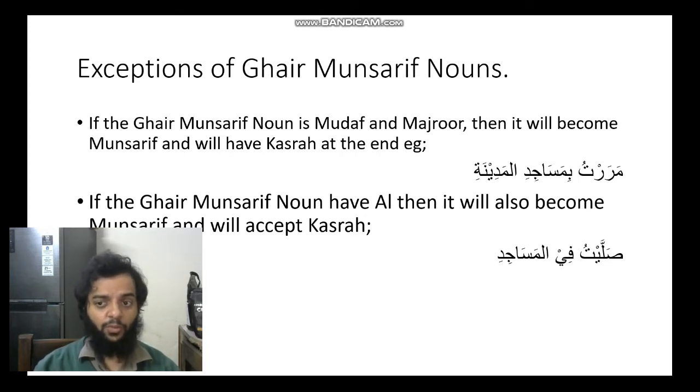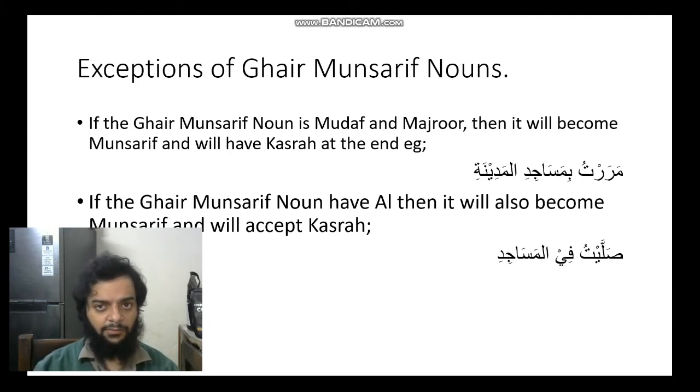If it was not mudaf, we would have said marartu bi masajida. But here, because the exception is that if the Ghair Munsarif noun is mudaf and majroor, it will become munsarif and have kasra at the end: marartu bi masajidil madinati. Now the second exception: if the Ghair Munsarif noun has al, then it will also become munsarif, like sallaitu fil masajidi, I prayed in the mosques. So this is the second exception.